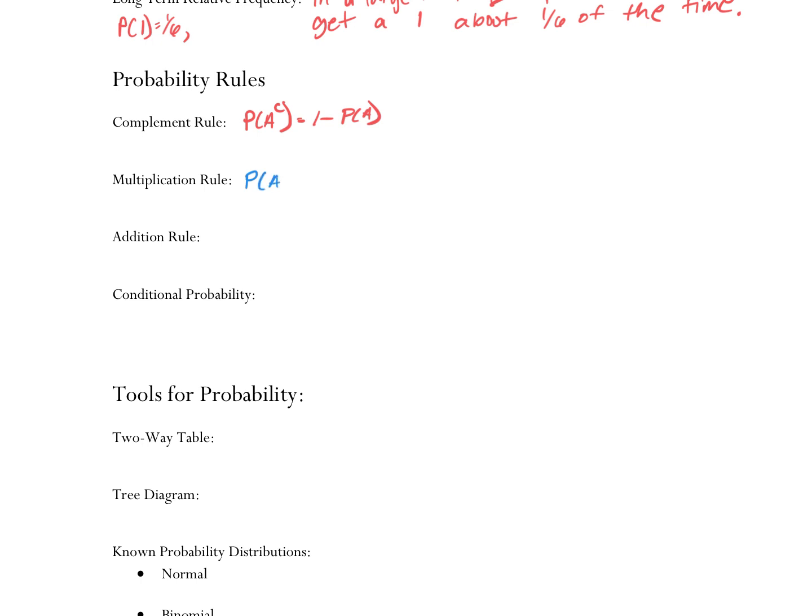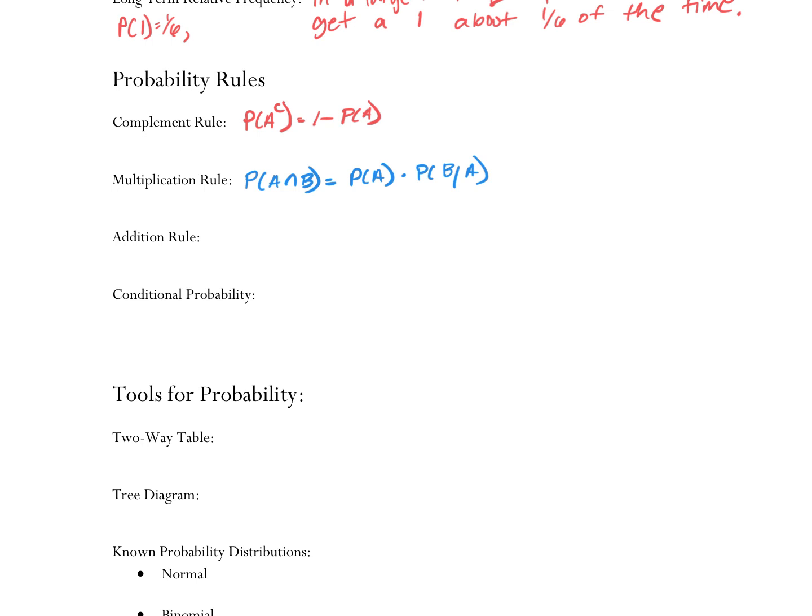The multiplication rule says the probability that 2 events occur is equal to the probability of A times the probability of B, given that A has occurred. By the way, guys, this is how tree diagrams work. We multiply probabilities across a tree diagram, that's what it is.